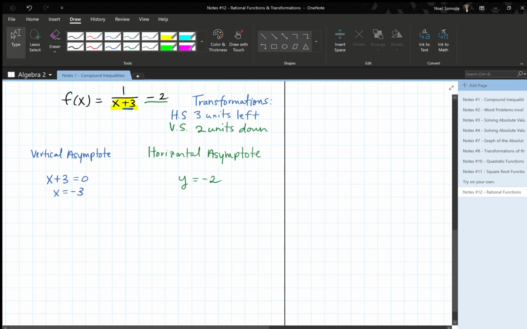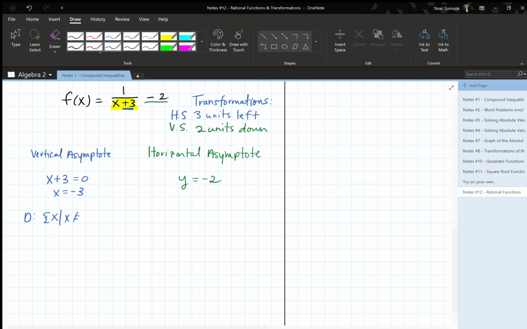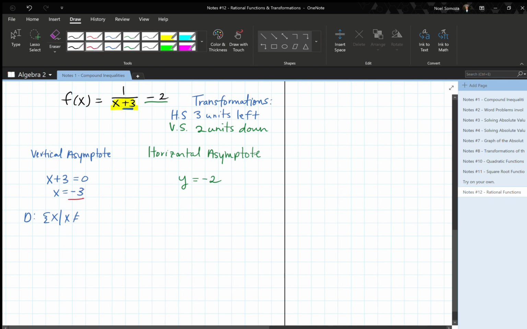So from here, we can also go ahead and just state our domain. Our domain is going to be all x such that x does not equal... what do we not want it to equal? Negative 3, right? Imagine that you were to plug in negative 3 here for x. What would happen? You'd get 1 over negative 3 plus 3, which ends up being 1 over 0. Boom, you get undefined, right? So that's why we don't want x to be negative 3. That's why we're excluding it from the set.